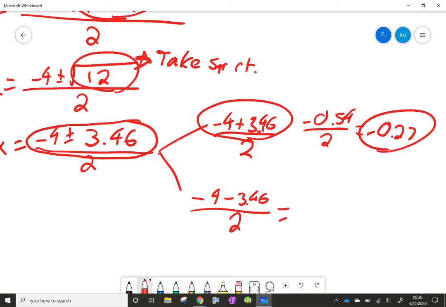Now let's do the bottom side with the minus sign. So -4 minus 3.46 is -7.46 divided by 2 still, because it's still over 2. So let's go ahead and divide by 2, and we get -3.73. And so there are our final answers.